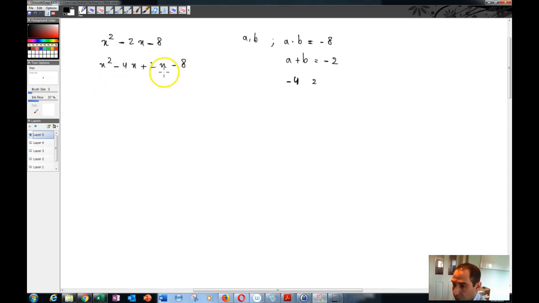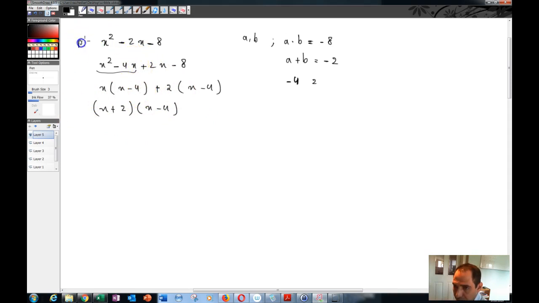And that's equal to, I take these two together and write this as x minus 4, and take 2 out here, x minus 4. And that's x plus 2 times x minus 4. So that's basically the factorized version of my polynomial.